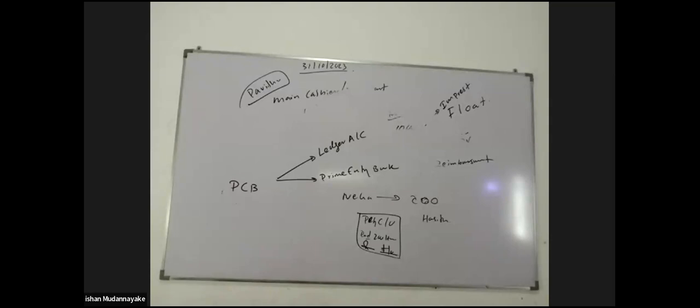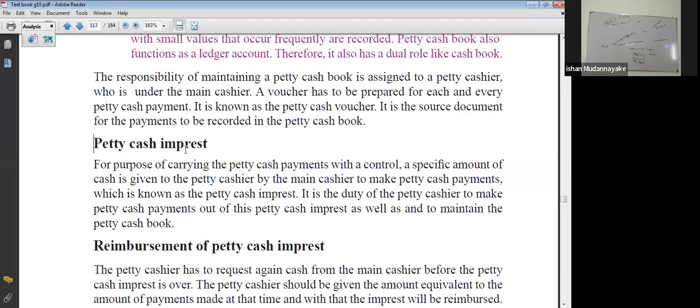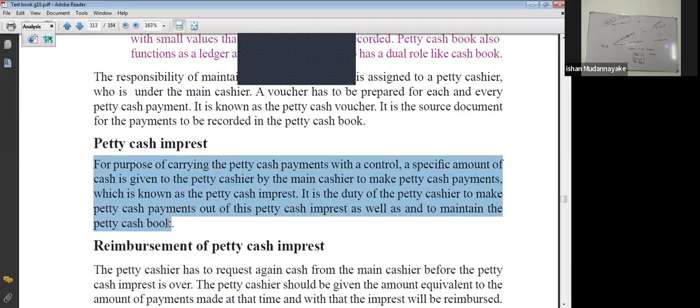Menuri, right. Then Nadilya. Nadilya, read this para. Nadilya?